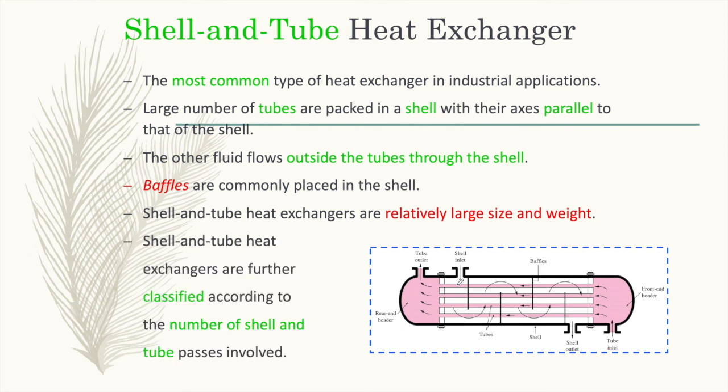Okay, so shell and tube exchangers are further classified according to the number of shells and tube passes involved. So we have one shell and two tube passes, and many more. So it will have a different number of shells and tubes.